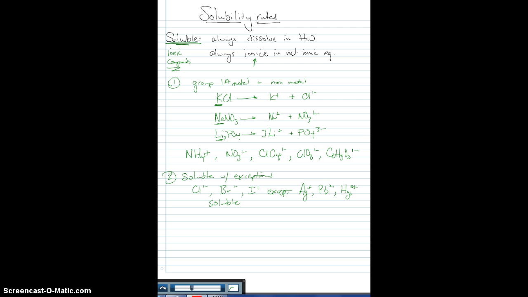A good example of this would be magnesium chloride. It's a chloride, and chlorides are soluble, so we would break this up into the magnesium ion plus the chloride ion. But if you have silver chloride, this would not break up. It's going to stay as a solid in solution, straight across, not going to break up and ionize. So that gives us an example there.